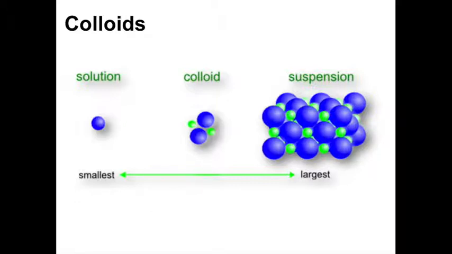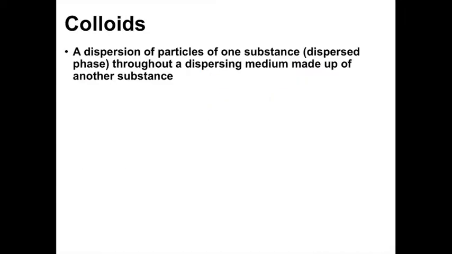So the colloid is somewhere in between your solution and your suspension. So the colloid has a sort of solute, whose size is larger than the solute of a solution and less than the size of a particle we find in a suspension. So in colloids, we have the dispersed phase. So the dispersed phase is the counterpart of solute, and the dispersing medium is the counterpart of the solvent. So aside from milk, what other colloids do we have?